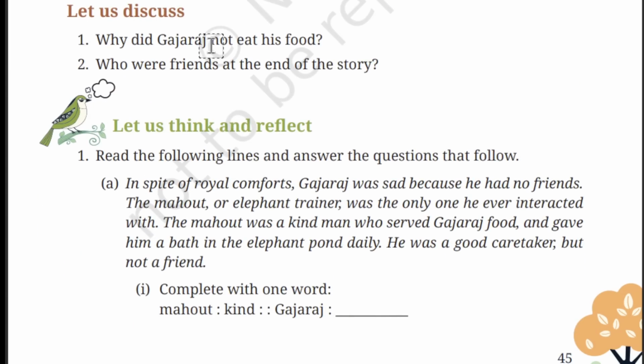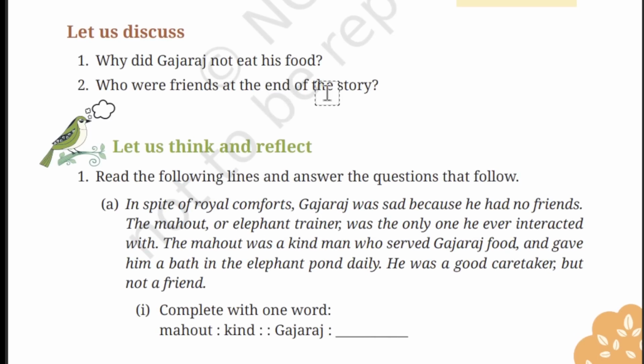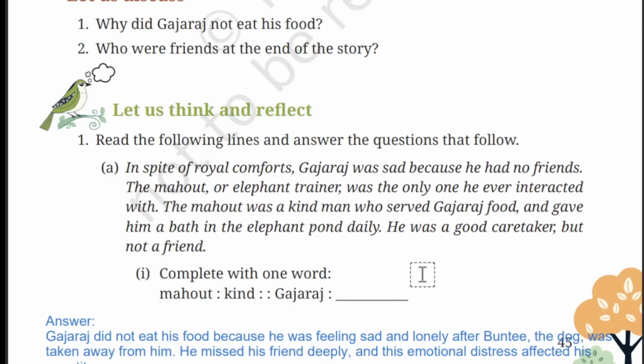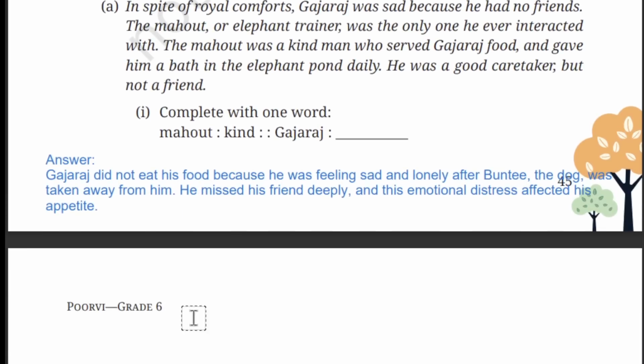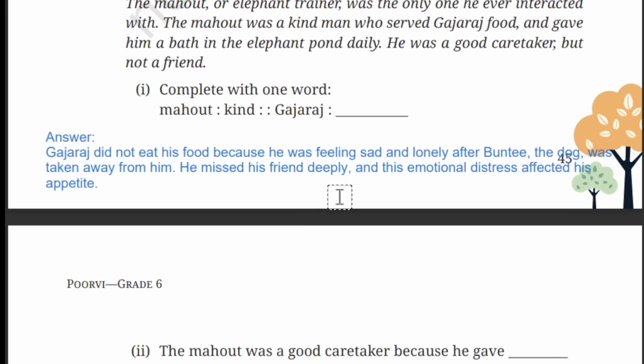Let's discuss: why did Gajaraja not eat his food? Who were friends at the end of the story? These two questions are important questions, students, for your exam. Let's write an answer for these questions also. Answer for the first question: why did Gajaraja not eat his food? Gajaraja did not eat his food because he was feeling sad and lonely after Bunty, the dog, was taken away from him. He missed his friend deeply, and this emotional distress affected his appetite. Okay, so that is the answer.